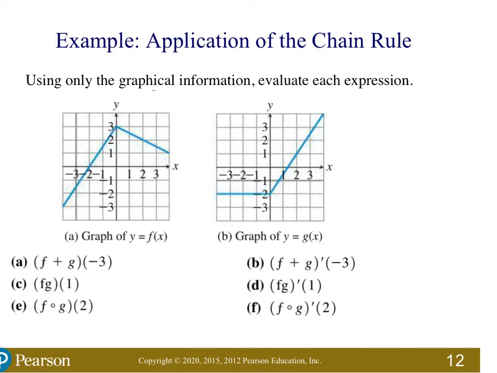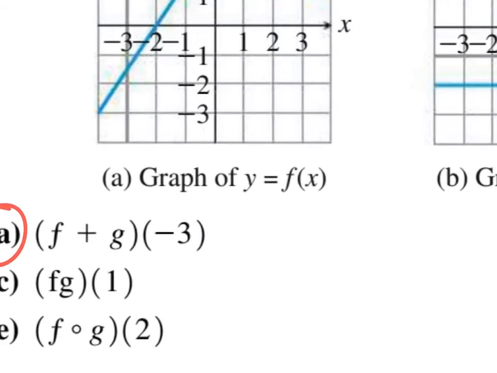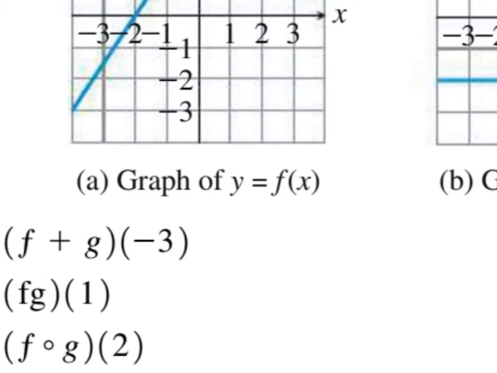All right, so here are two given graphs. The graph of f of x is on the left and the graph of g of x is on the right. So we're going to start with section A, and we're just asked to find f plus g. Not the derivative, just f plus g. So the rule for that is to find f of -3 and add to it g of -3.